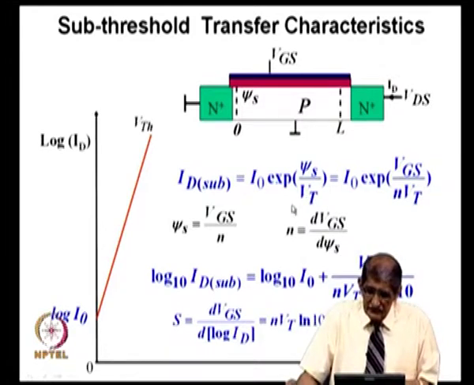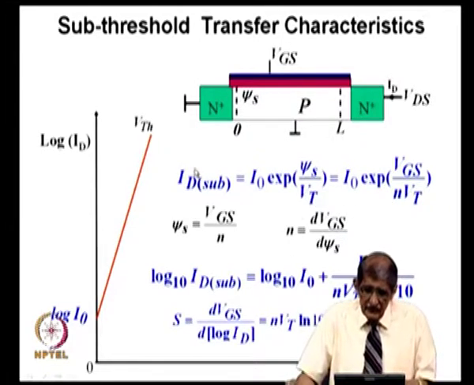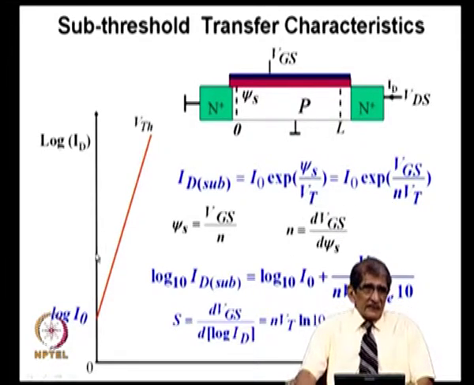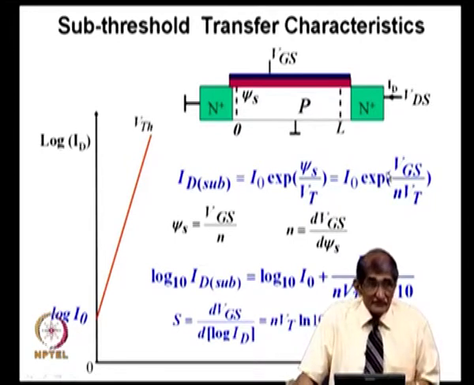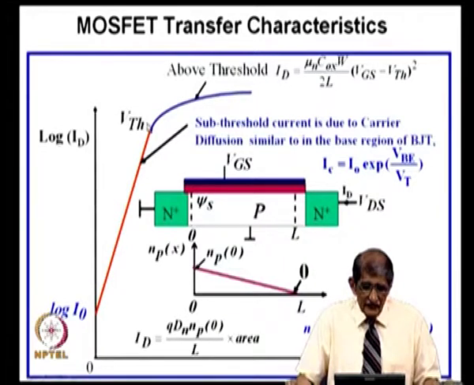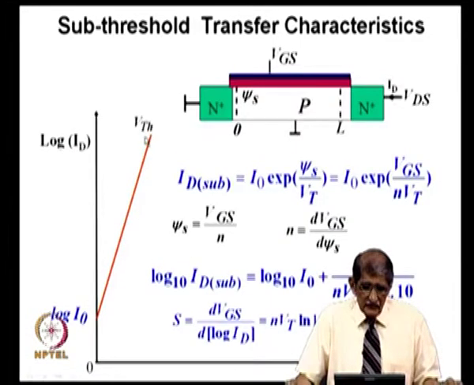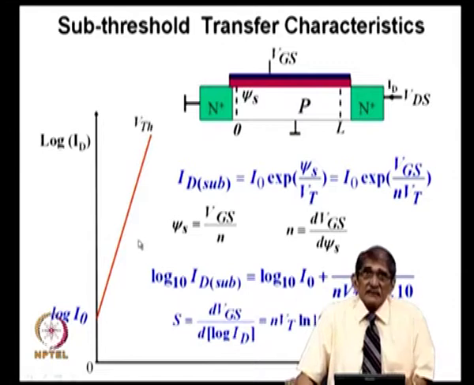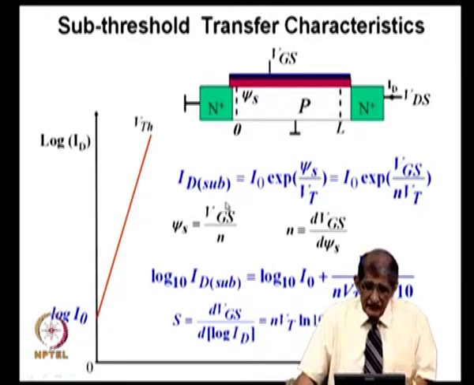So, I substitute here, n is given by this equation, since it is logarithmic. So, we know that this is exponential, so in the log scale I can put it as a linear curve, that is what is the subthreshold. So, you saw in the previous curve, after threshold, and below threshold it is linear in the logarithmic scale.